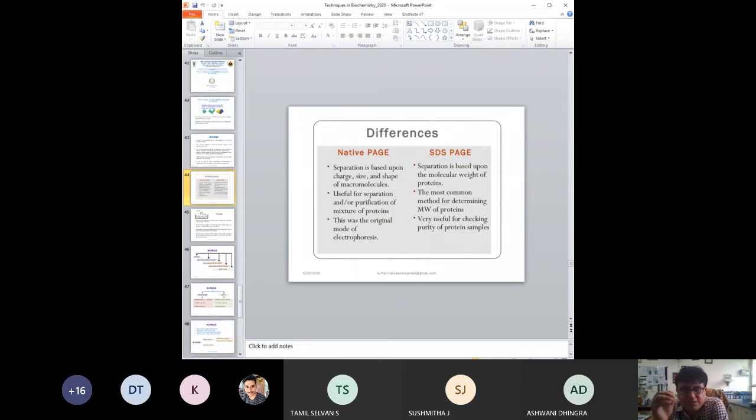In case of native PAGE, this is also called a single gel system, because we are using a resolving gel only, and most of the time a stacking gel is not preferred. Whereas in case of SDS-PAGE, as you recall, I told you this is also called a 2-gel system where you are going to use a stacking gel as well as a resolving gel of different pH. So these are some of the important differences between native PAGE and SDS-PAGE, and you should know them.